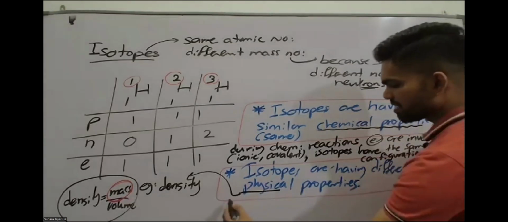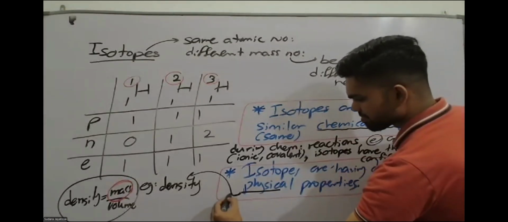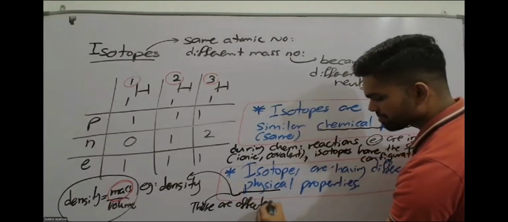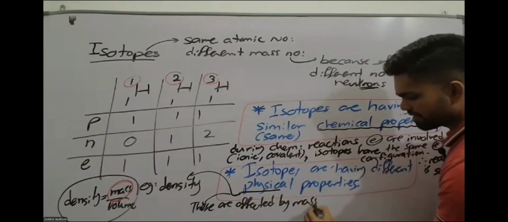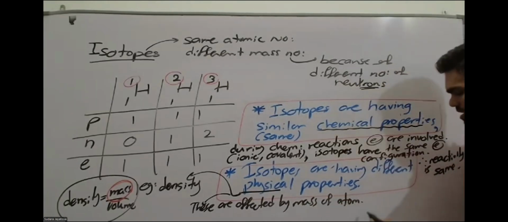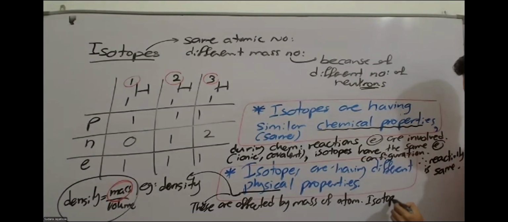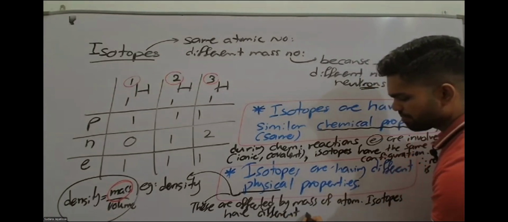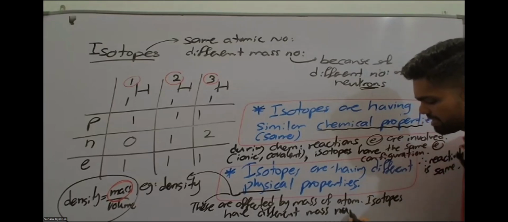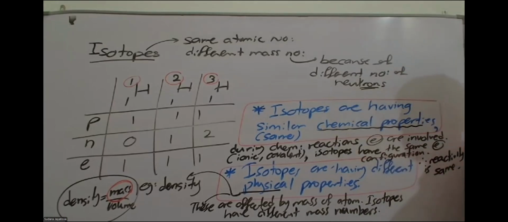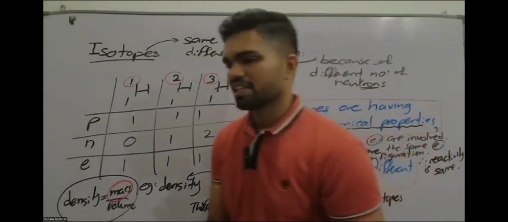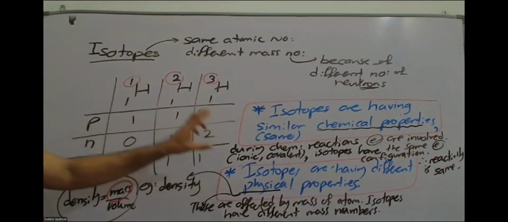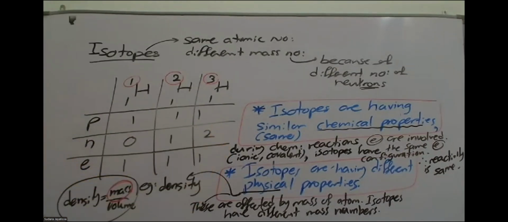So you can write this. Physical properties are affected by the mass of atom. So isotopes have different mass numbers. That's the reason. Get my point? Okay, so write a clear idea. Write this properly. You don't need anything else.